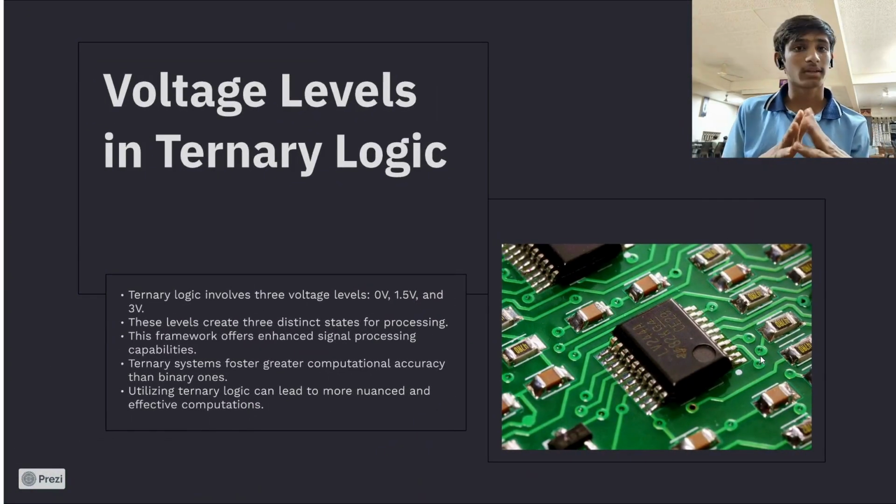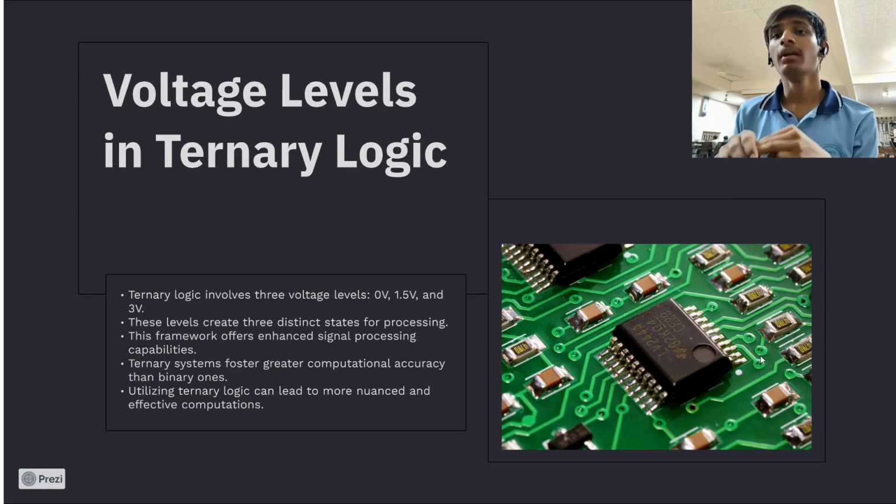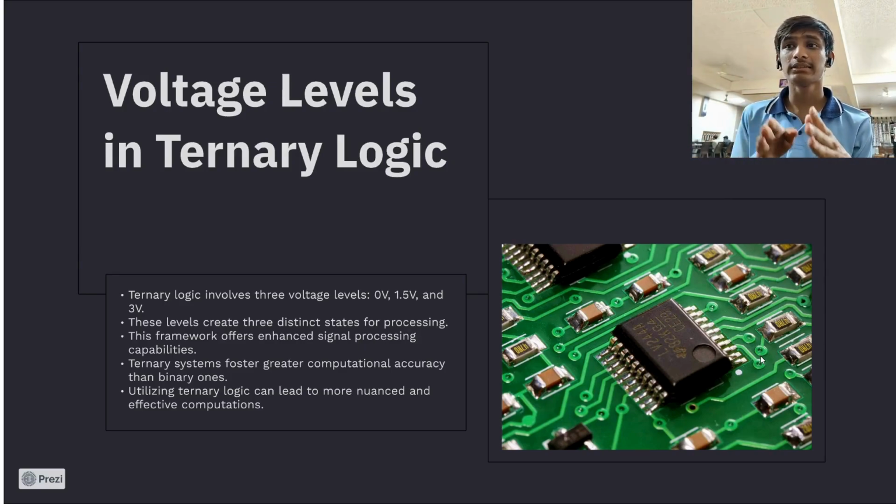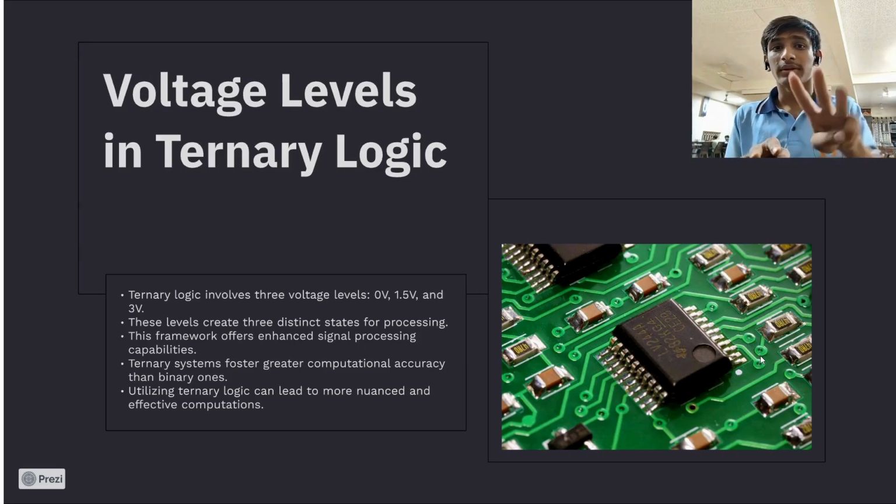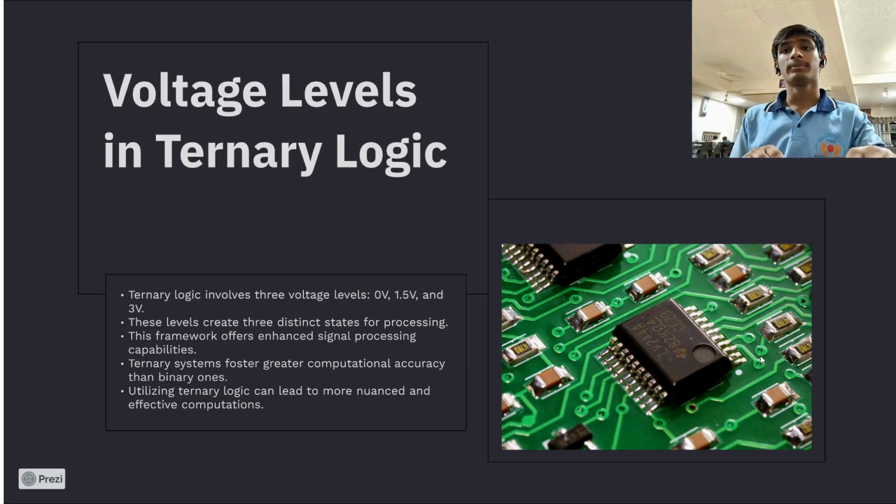Voltage levels in ternary logic. Ternary logic involves three voltage levels: 0 volt, 1.5 volt, and 3 volt. These levels create three distinct states for processing. This framework offers enhanced signal processing capabilities. Ternary systems foster greater computational accuracy than binary ones, because in binary there are two values and in ternary there are three. Utilizing ternary logic can lead to more nuanced and effective computation.